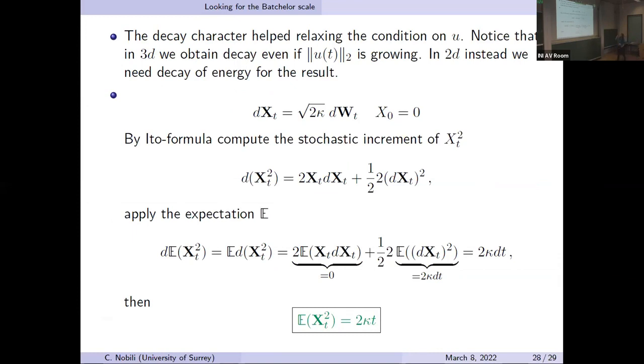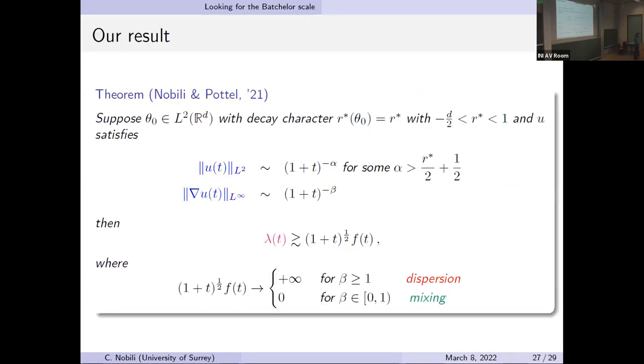Then the other thing I wanted to tell you, and this is what surprised us, is that we could actually show decay of the lambda even when u is not actually decaying. If you look at the u in L2 in 3 dimensions, in order to have this bound, you don't need u to decay. It could be constant or even slightly increasing. This is not expected, or at least it surprised me in a positive way, but this is the decay character that helped with this.